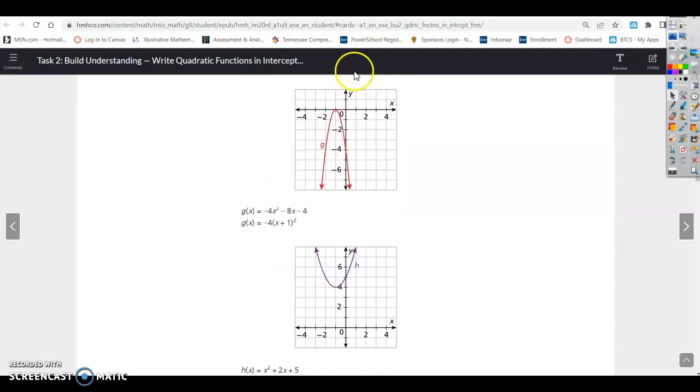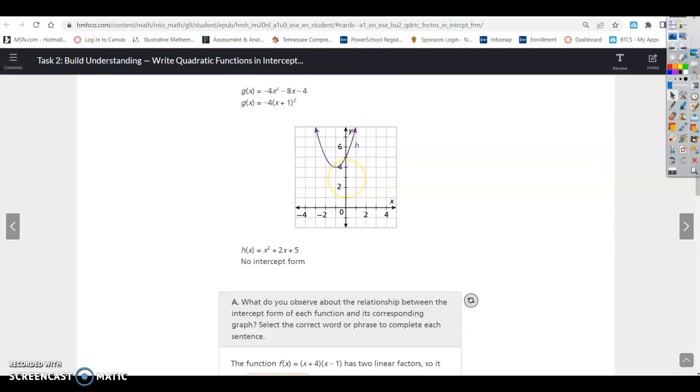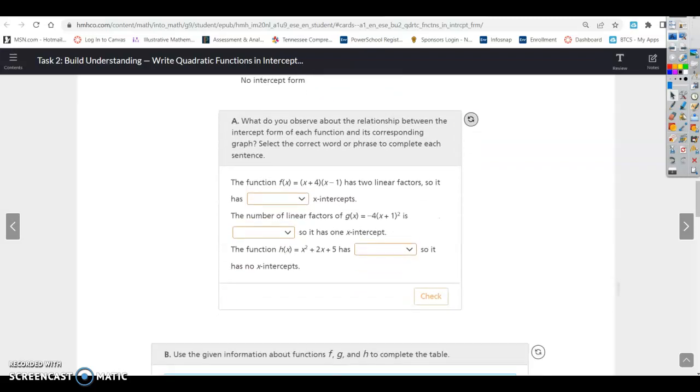In this one here, you can see that it has 1 x-intercept. So if you set this equal to 0, you get -1. So this one's only going to have one solution. And if you look at the third one, this is standard form. And there's no intercept form. This does not cross the x-axis. So this one cannot be factored, and it cannot be written in intercept form either.